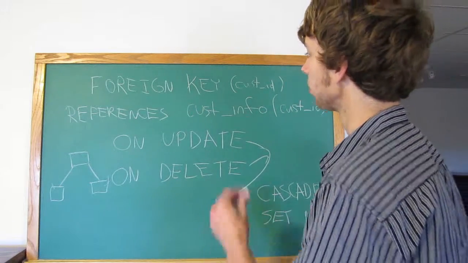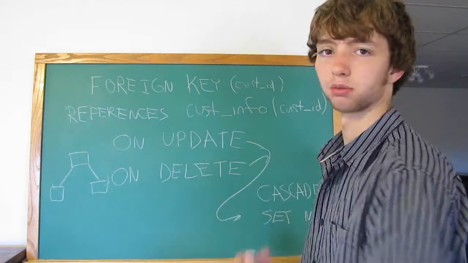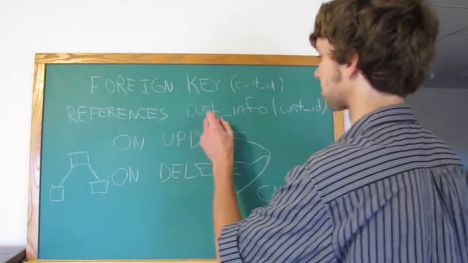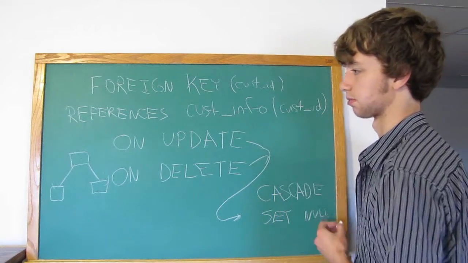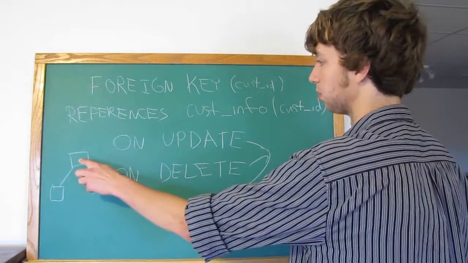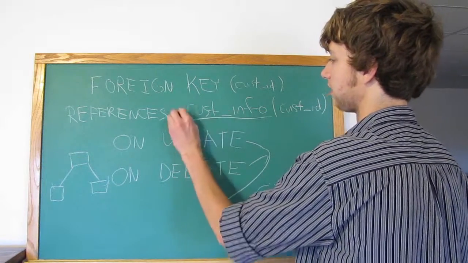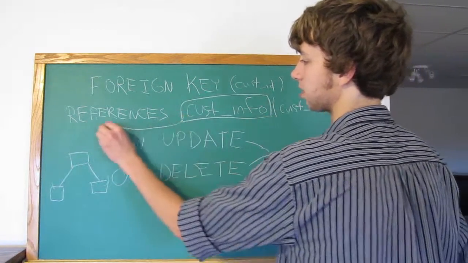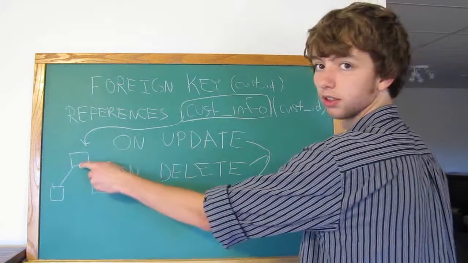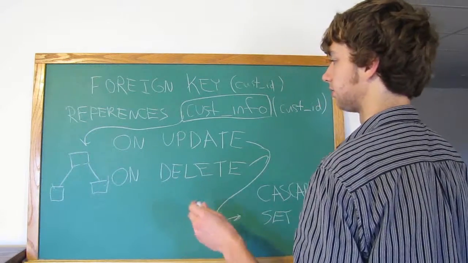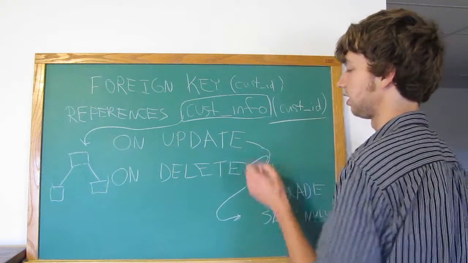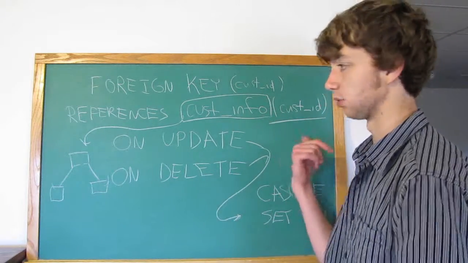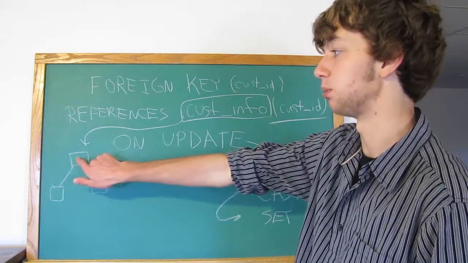Now, what does this customer ID reference? It references customer info, which is a table, and then it references the column customer ID. So here we have the table customer info. This here points to this table right here. Can you see that? Yes. And which column does it refer to? It refers to the customer ID, which is actually the primary key of this table down here.